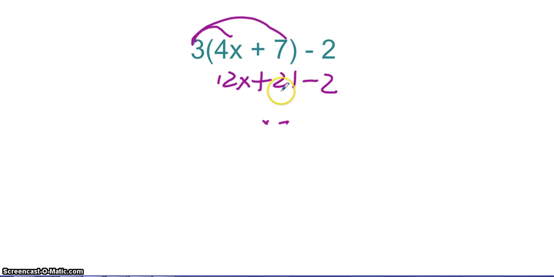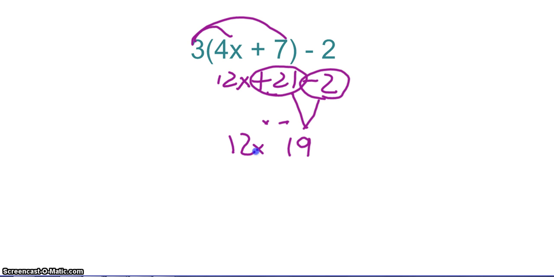Okay? Now we combine like terms. Well, 21 minus 2 are both like terms, so 21 minus 2 is 19. And so it would be 12x plus 19 is the simplified expression.